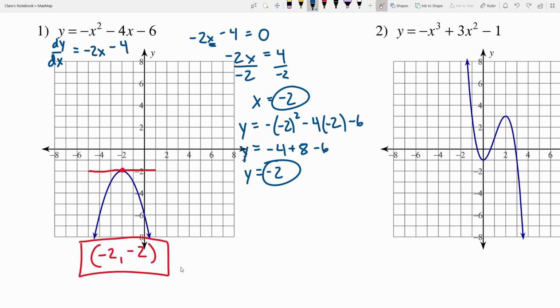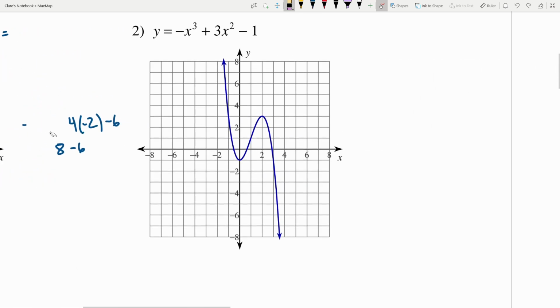So let's move over to number 2. In number 2, we're going to be doing the same kind of concept. Let's first just look at the graph. So you can see that a horizontal tangent will occur at this point here, which is the point 2, 3, and it's going to occur at this point here, which is the point 0, -1. So I have two separate points where that tangent line is going to be horizontal.